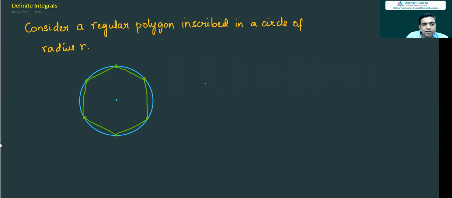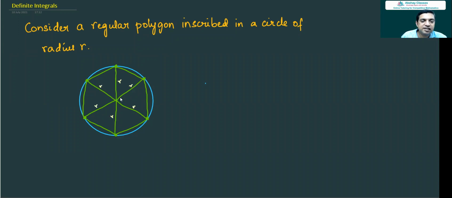Okay. This is a regular hexagon, so all the sides are equal, of course. Now I join the vertices to the center. What I get is an isosceles triangle. Of course, in the case of a hexagon, it will be equilateral triangles. These are radius r. All of them radius r.